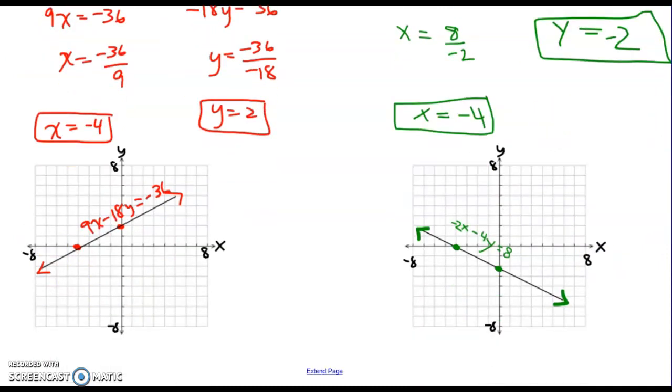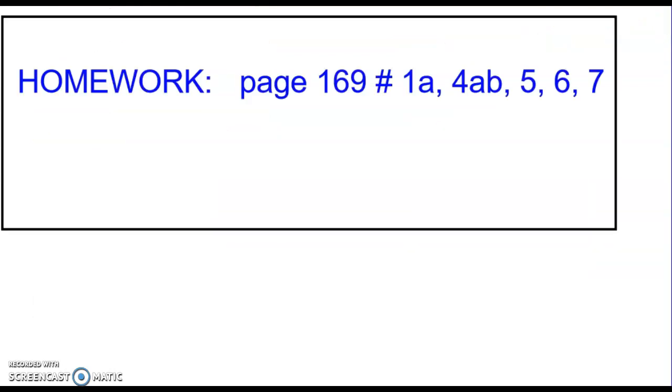Okay. So that's how we graph using our x and y intercepts.